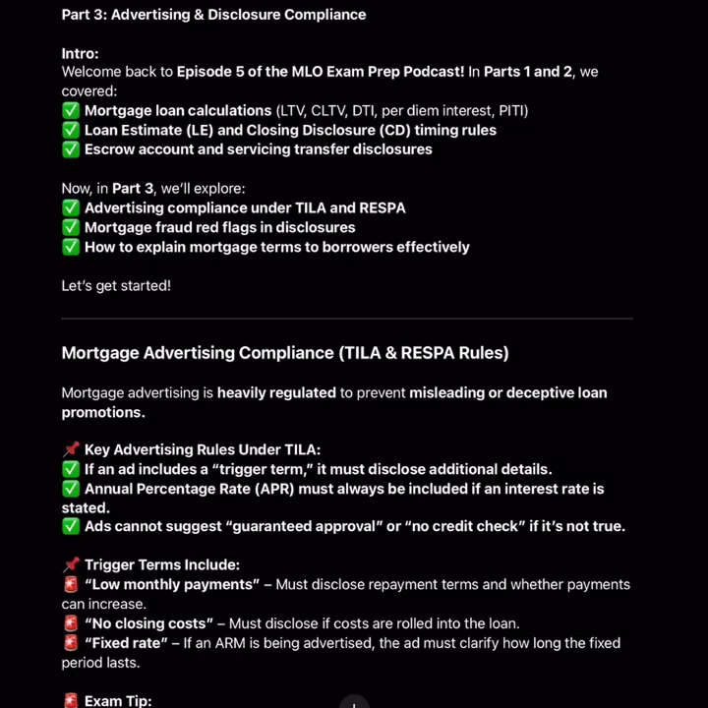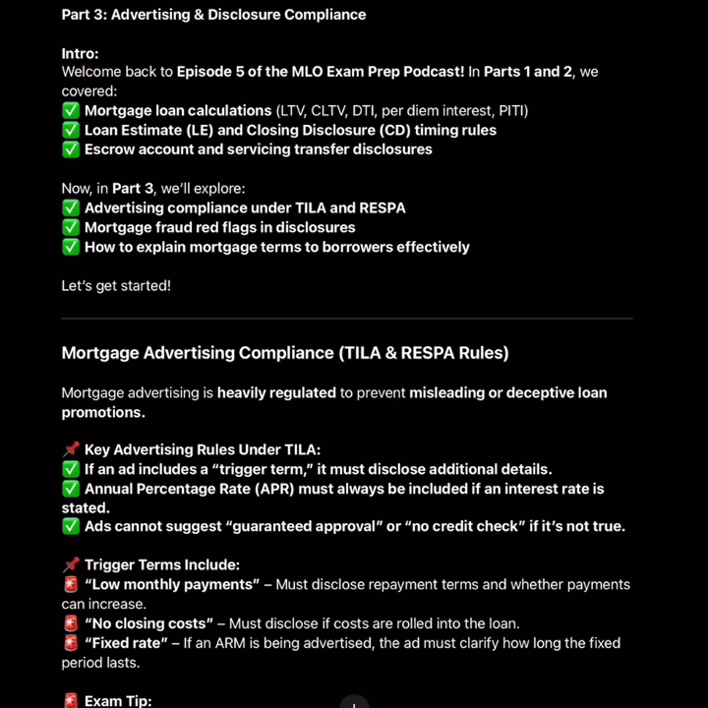Mortgage advertising is heavily regulated to prevent misleading or deceptive loan promotions. Key advertising rules under TILA: If an ad includes a trigger term, it must disclose additional details. Annual percentage rate (APR) must always be included if an interest rate is stated. Ads cannot suggest guaranteed approval or no credit check if it's not true.